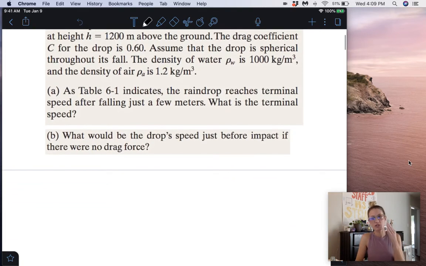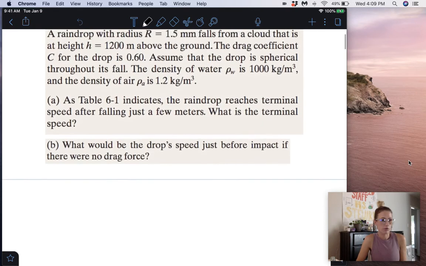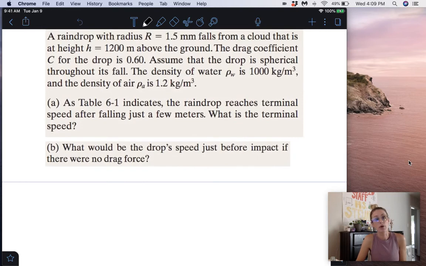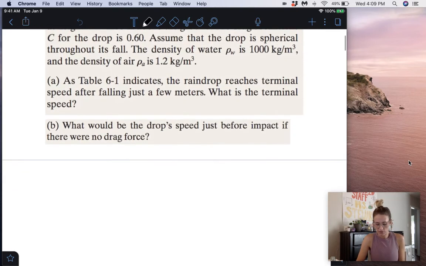So remember, with terminal speed, that's when our drag force is equal to the force of gravity. So that'll be how we're going to approach part A. So let's write down our givens first.